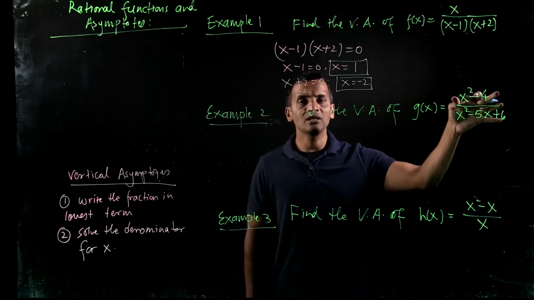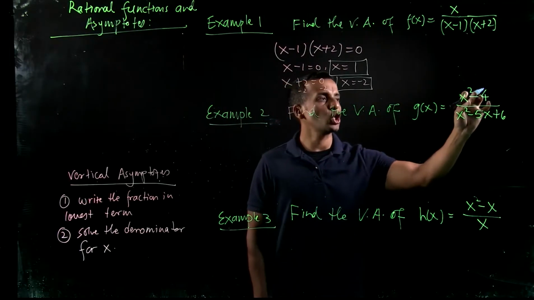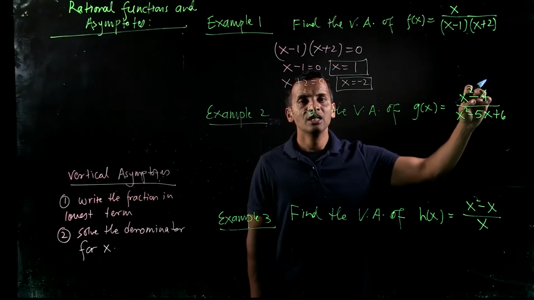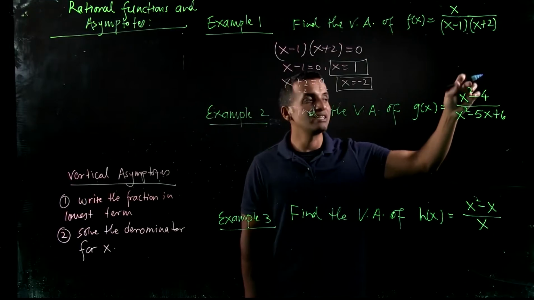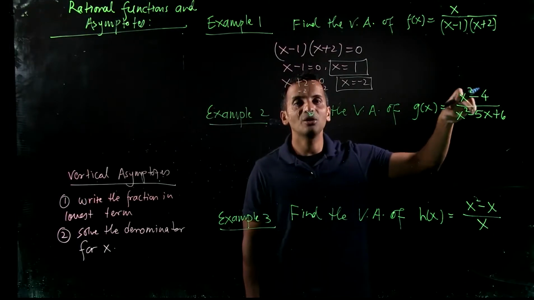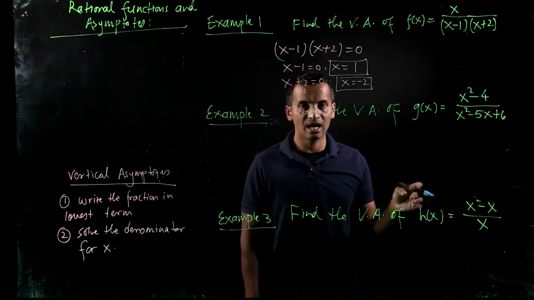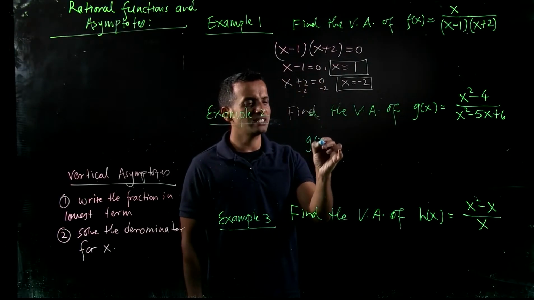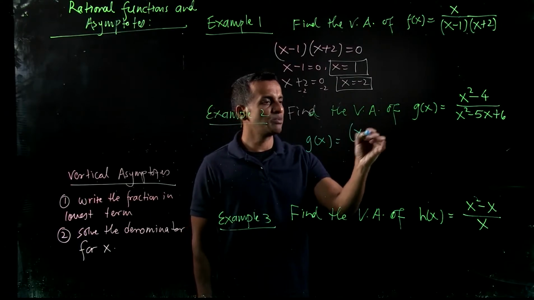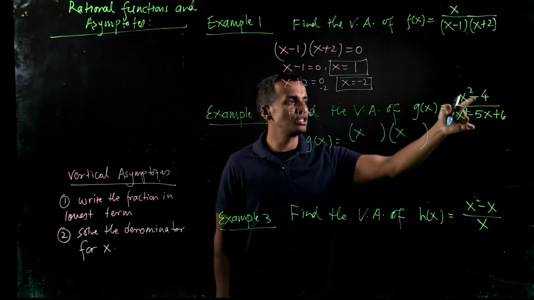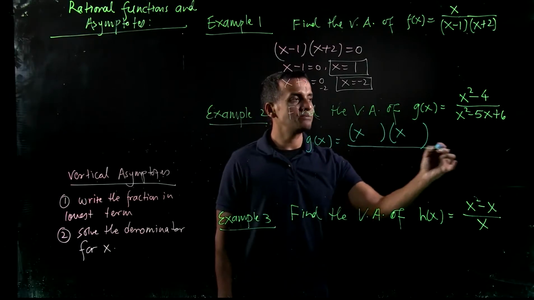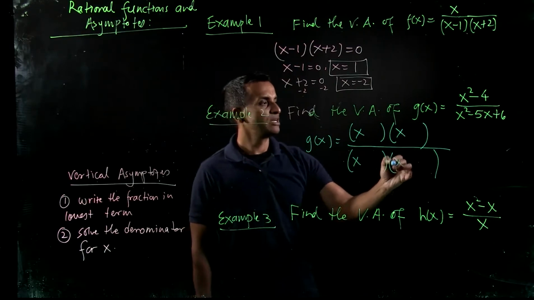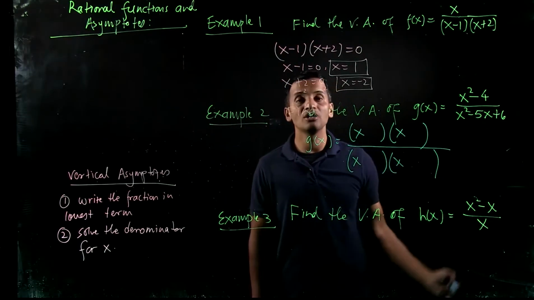To find the factors of the top, we need two numbers whose sum is 0. Why? Because there is no x term on the top, right? So it's like x squared plus 0 times x minus 4. So you need two numbers. Let me write that down first. g(x) equals, you need two numbers whose sum is 0 and product is negative 4. That is for the top. And for the bottom, you need two numbers whose sum is negative 5 and the product is positive 6.